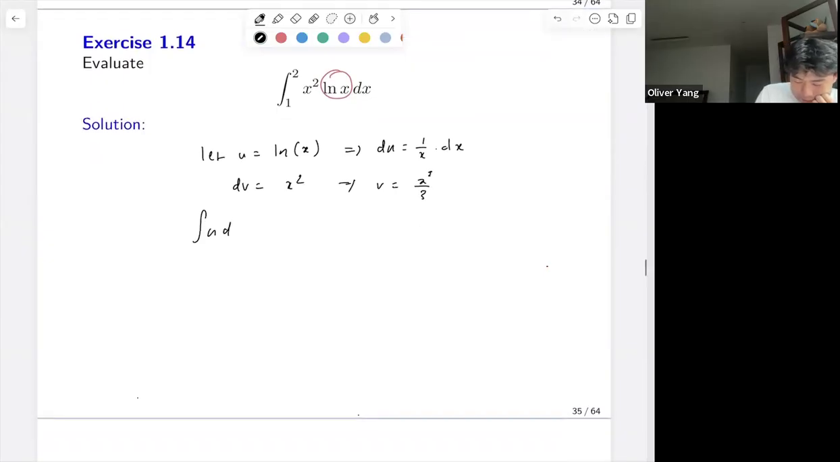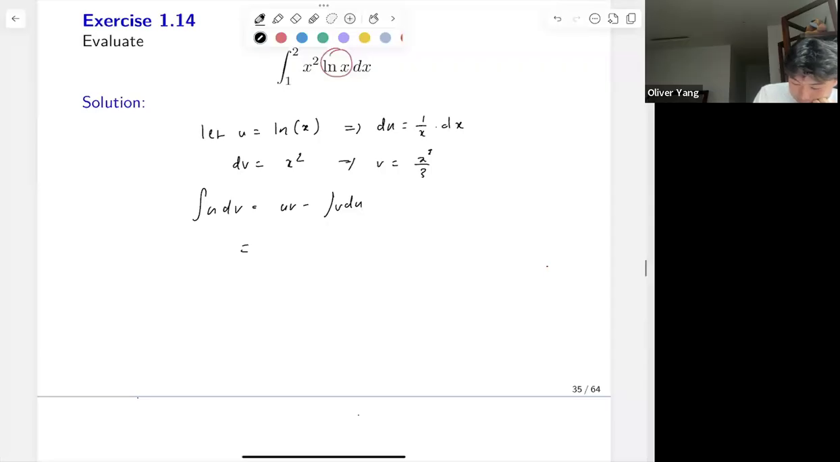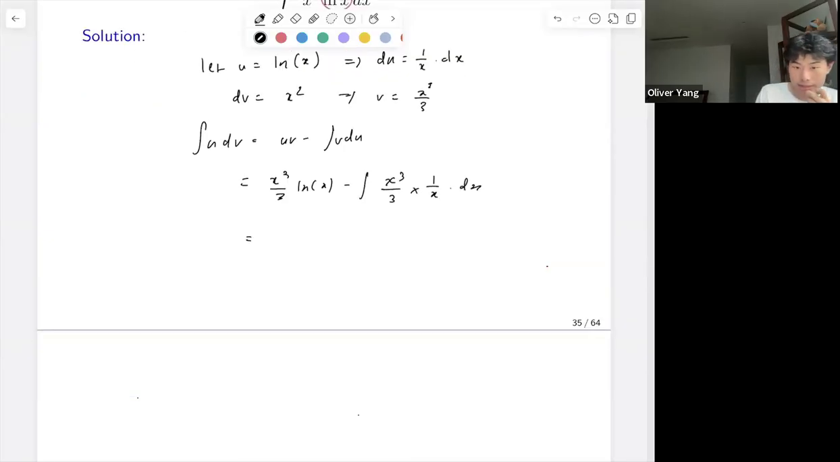Okay. We know that our formula is this. We're going to substitute that in, right? So uv is going to be x cubed on 3 ln x, minus v, which is going to be x cubed on 3, times du, which is going to be 1 on x, yeah, dot dx. Just substituting it in. And then solve, right?